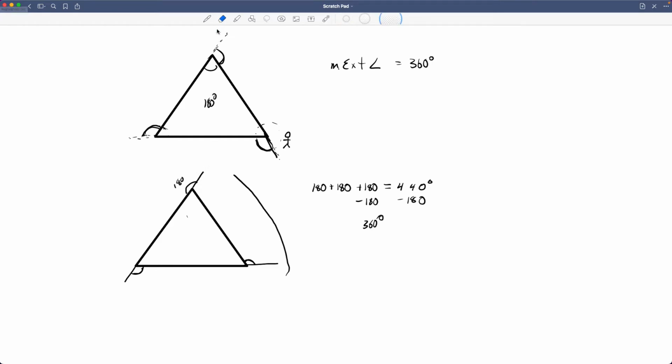Actually, I did that wrong. I'm sorry. This would not be that. It would be the extended line here. You can't do the external angle of a line twice. You can only do the external angle once.